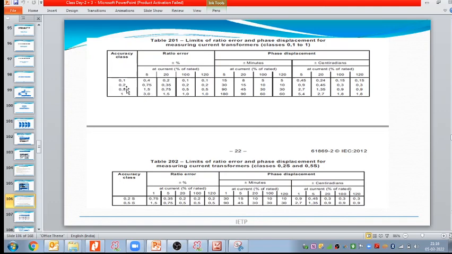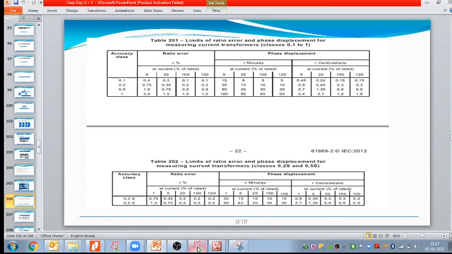Right? At the same time, let us take 0.2s, and that we can see here, 0.2s. So what is the major difference that we observe? First of all, the 0.2s class CT can measure 1% of the current, and 0.2 cannot measure, right? It means at 1% of current there is no error indicated. It means the manufacturer cannot give the guarantee. But 0.2s class can measure 1% of the current also. So that is one requirement, and that is one difference between the 0.2 and 0.2s class CT.